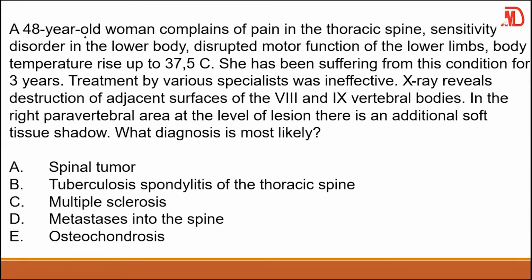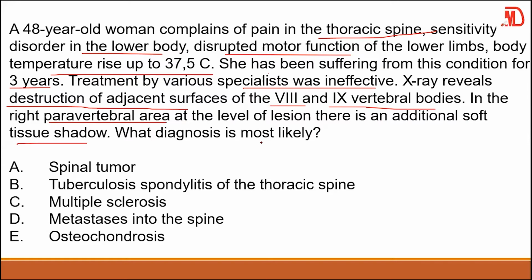A 48-year-old woman complains of pain in the thoracic spine. Anytime in the thoracic spine, all of you already know the answer. Sensitivity disorder in the lower body, disrupted motor function of the lower limbs, body temperature rise. She has been suffering from this condition for 3 years. Treatment by various specialists was ineffective. X-ray reveals destruction of adjacent surfaces of the 8th and the 9th vertebral bodies. The right paravertebral area of the level of the lesion there is an additional soft tissue shadow.